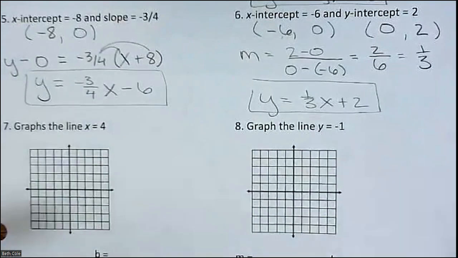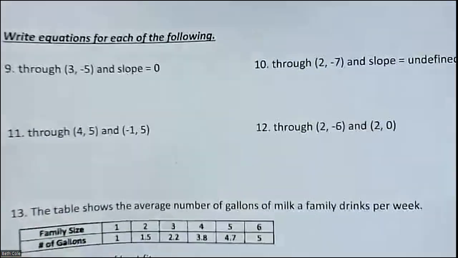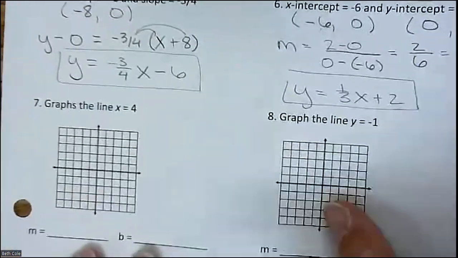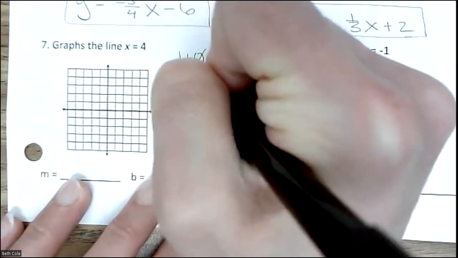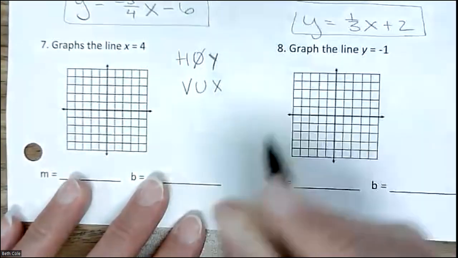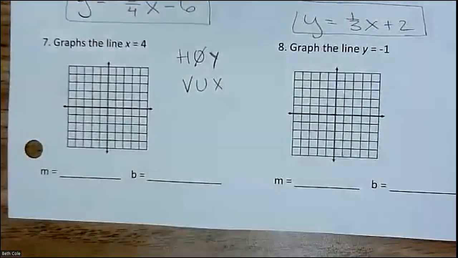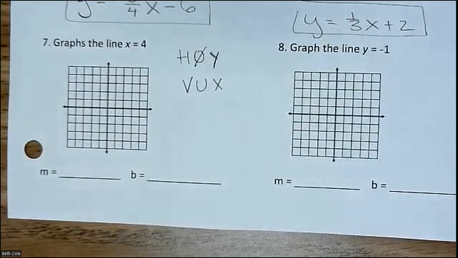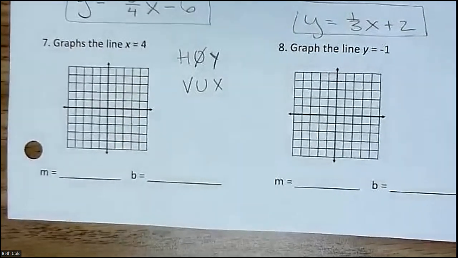Now this next little cluster of questions here, 7, 8, 9, 10, 11, 12, these are all your horizontal and vertical lines. So let's write that little acronym down again. HOIVUX. Horizontal lines have a 0 slope. They are y equals whatever. Vertical lines have an undefined slope. They are x equals whatever. So when this says graph x equals 4, is that going to be vertical or horizontal?